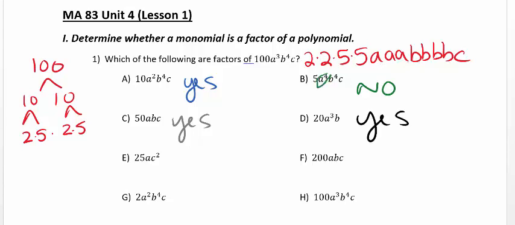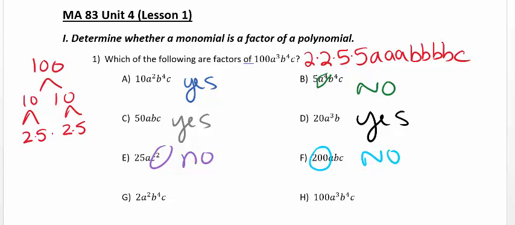Now we're going to check to see if 25ac squared is a factor. I can make 25 with 5 times 5, and then I have an a, so that's inside, and then c squared. Uh-oh, we only have a c. C squared is too big, so no, this is not a factor. Now we'll check to see if 200abc is a factor. 200, well, 2 times 2 times 5 times 5, that's only 100. So 200 is too big, so that is not a factor.